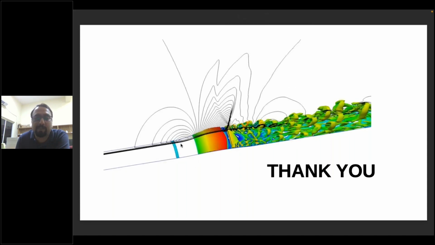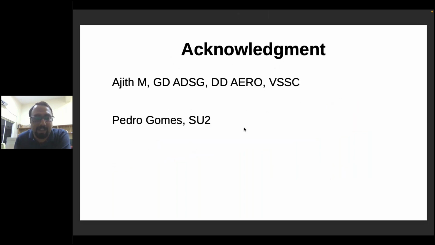Lastly, I happened to run this transonic bump case, shock interaction, with one of the DDES computations. Here we all look for minimum dissipation. Even convective flux discretization will have dissipation functions, and these RP limiters also, whatever they can improve, should be a welcome thing. So with that, I am done with the presentation. Thank you. And I will just acknowledge my colleague Ajit and our group director, deputy director, and Pedro. Thank you.